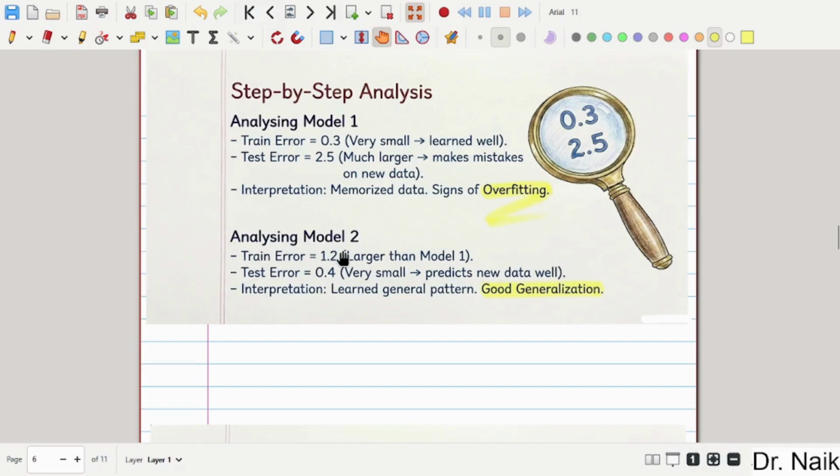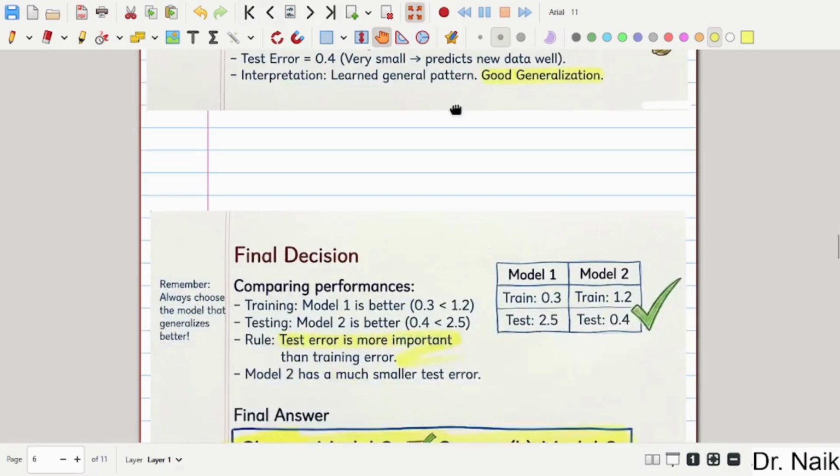Now analyze model 2. Model 2 has a training error of 1.2, which is very large, and its test error is 0.4, which is very small. That means model 2 predicts new data very well. So interpret it as model 2 learned the general pattern. So it is a good generalization.